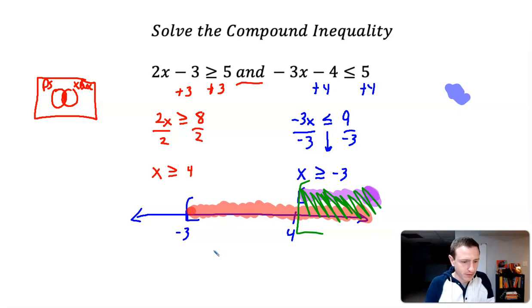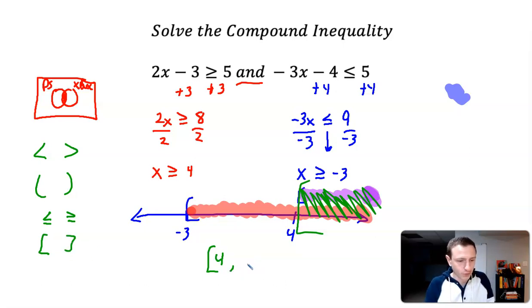But from 4 out to infinity. So that means from 4 with a bracket, because we want to include 4. Remember, parentheses would be if we just had a strictly less than or strictly greater than. But with those equal to's, we want to use brackets. So we want to include that value. So including 4 out to positive infinity. So all of the values going out here are going to make both inequalities true. So that's going to be our solution.